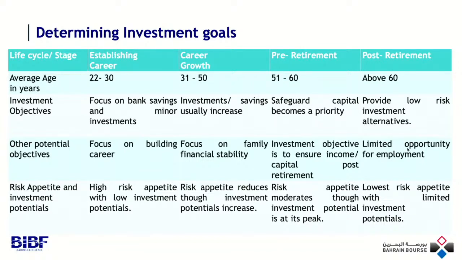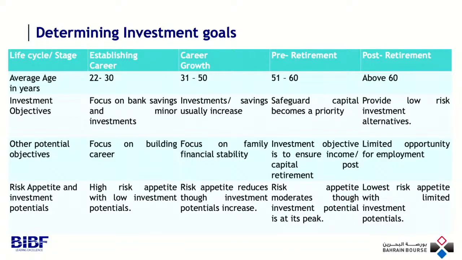This slide is in no way telling you that this is how you need to be. I want to make that very clear. This slide is not telling you to find where you are. If you're 28 years right now, you need to be in the first column. If you're 55 years right now, you need to be in the third column, which means your risk appetite needs to be moderate, your investment objective needs to be safeguarding capital. No, this is not what the meaning of this slide is. This is telling you most people in that age bracket, in that life cycle, behave like this.